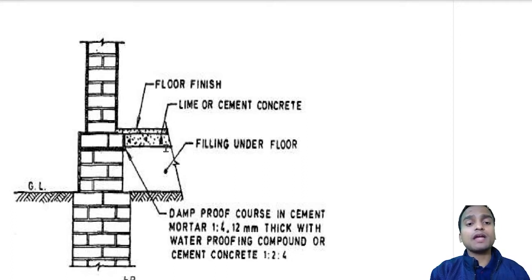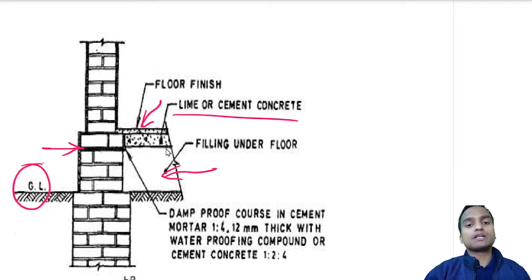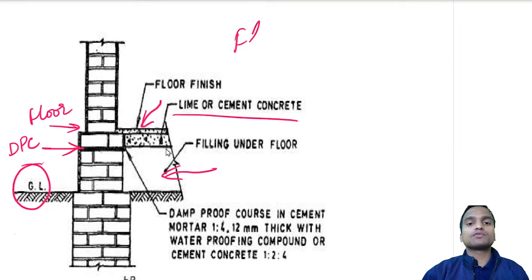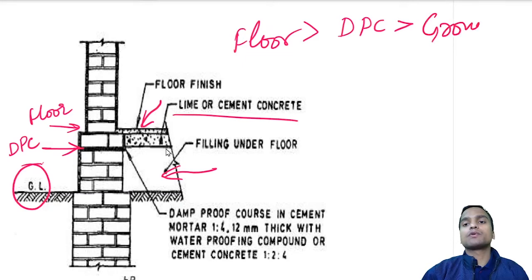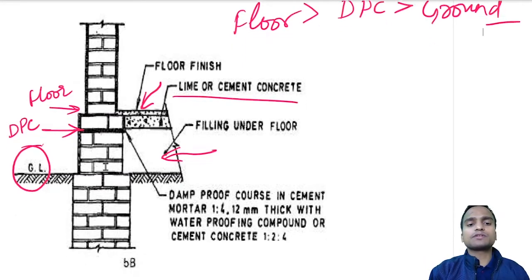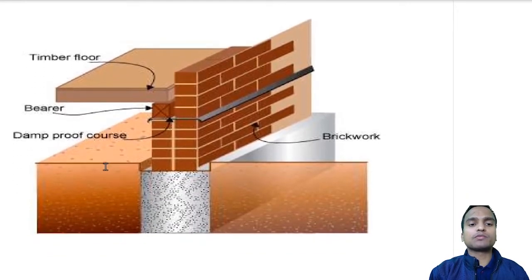Above this ground level, this is my level of DPC. And my floor finish is here, and this is the lime or cement concrete, and this is normal filling being done by the soil under floor, and here is my level of floor beginning. So all these levels should be clear. Floor should be above DPC and DPC should be above ground.